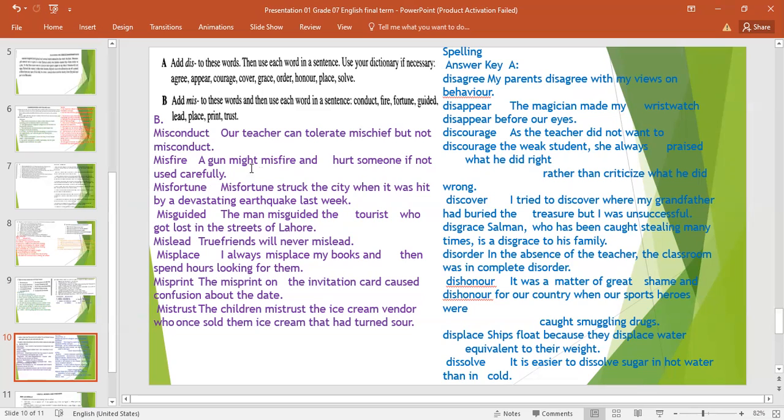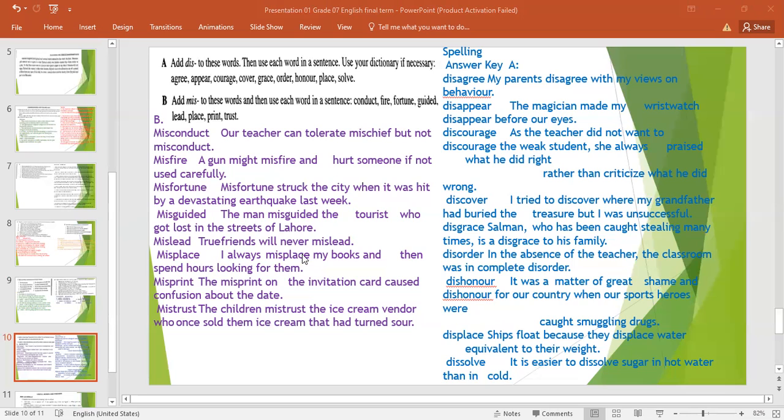Misfire. A gun might misfire and hurt someone if not used carefully. Misfire is used here in the sentence. Misfortune. Misfortune struck the city when it was hit by a devastating earthquake last week. Misguided. The man misguided the tourist who got lost in the streets of Lahore. Mislead. True friends will never mislead.